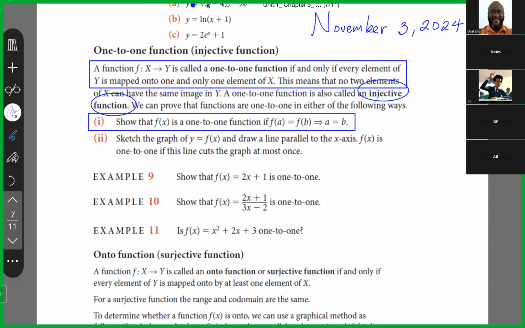All right, so today is November the 3rd. We're looking at one-to-one functions. Now, one-to-one functions are injective.